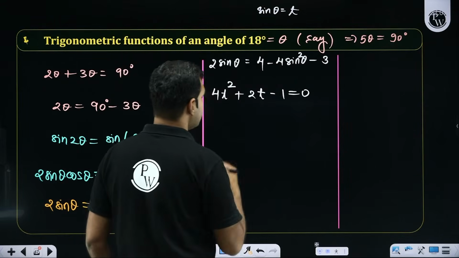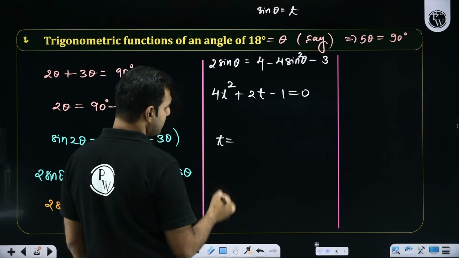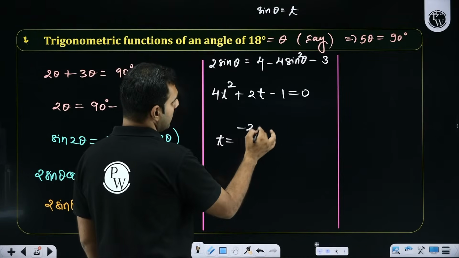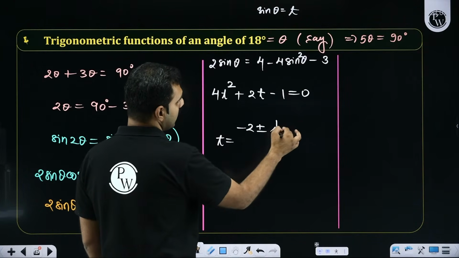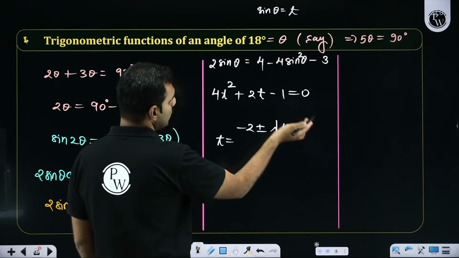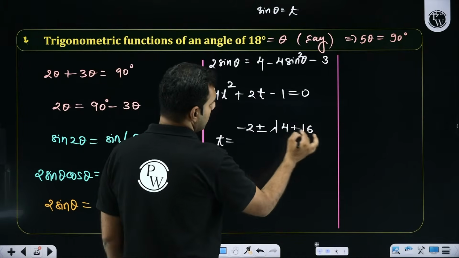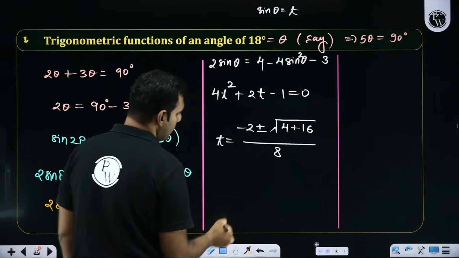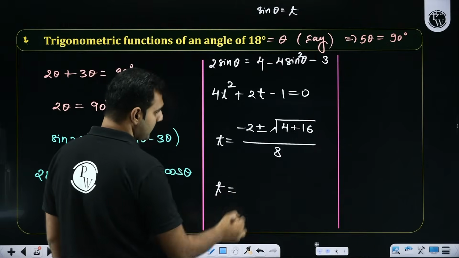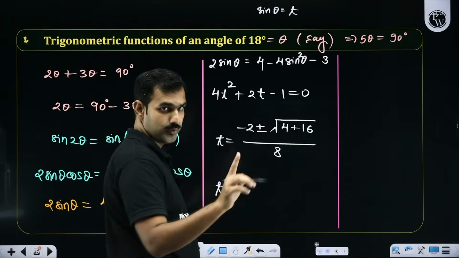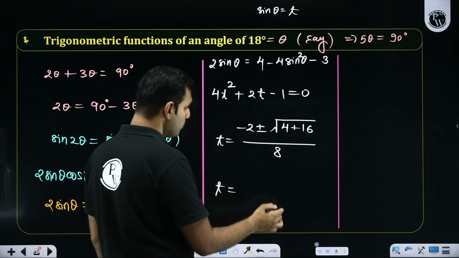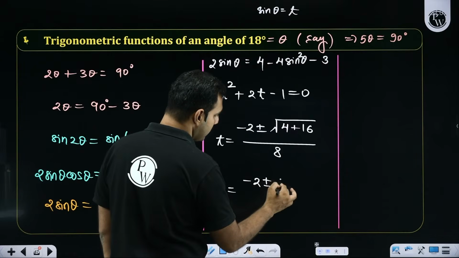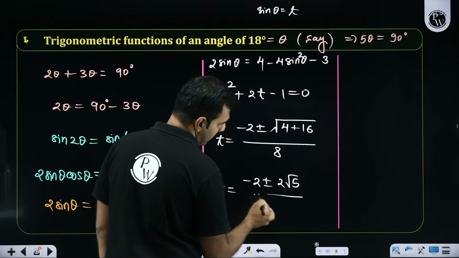Now what, sir? This is a quadratic. Quadratic is solved with this: t equals minus b plus minus under root b square minus 4ac, divided by 2a. 4 into 4, 16. Minus 16, but minus of minus 16 is plus 16. So t will be minus 2 plus minus the root of 16 plus 4, which is 20, that is 4 into 5, so 2 root 5, divided by 8.